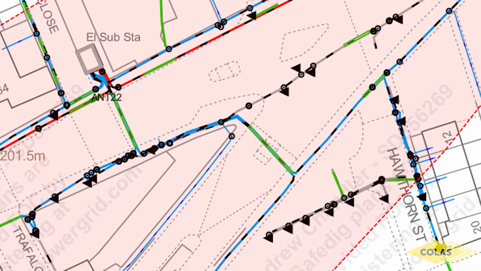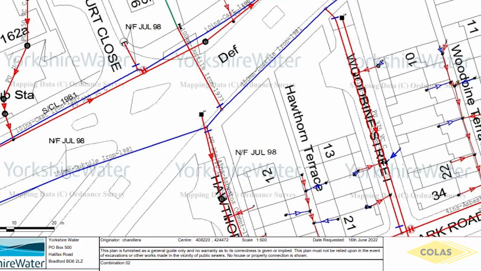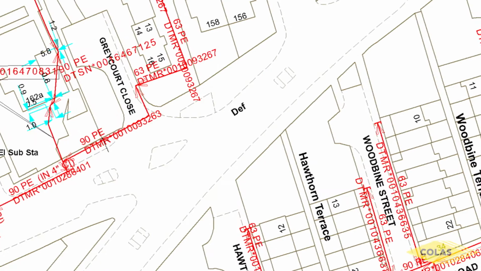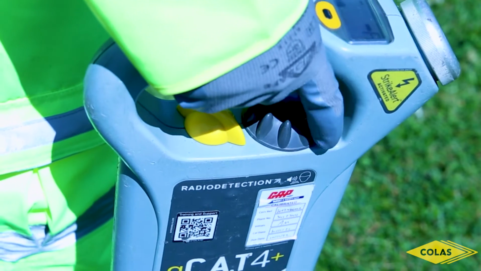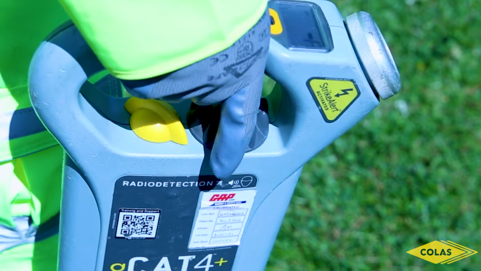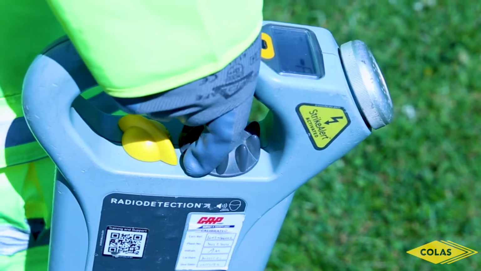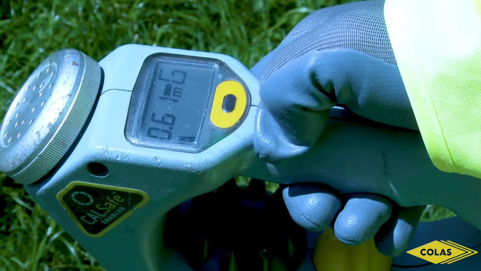You should always use the CAT in conjunction with the relating asset provider stat plans. Make sure these plans are in date and less than 3 months old. When a service has been located, use the blue sensitivity dial to increase the accuracy of the locate. With the CAT in generator mode, press the yellow button below the screen to measure the depth.